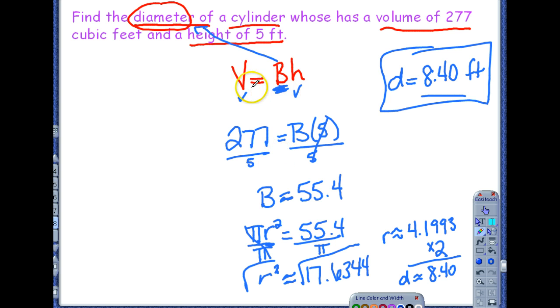Notice that this one, we didn't go straight to finding the diameter, and that's okay. Fill in the pieces that you can and see what's unknown in your formula. Chances are that may help you to then find a missing part that you were trying to look for.